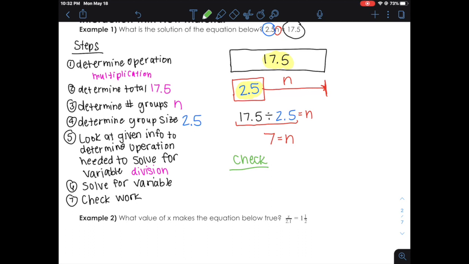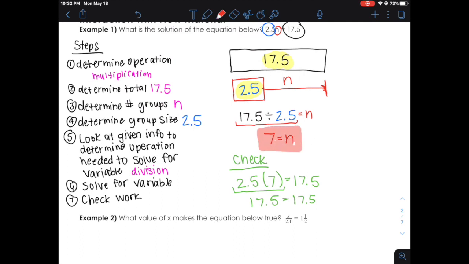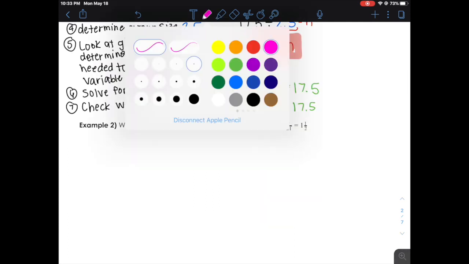So check. We're going to plug in n to our original equation, dang it, I need to get better at that. So 2.5 times n, which is 7, equals 17.5. When I simplify 2.5 times 7, I get 17.5. So this is indeed true. So our final answer is n equals 7. All right, guys, on to number 2.